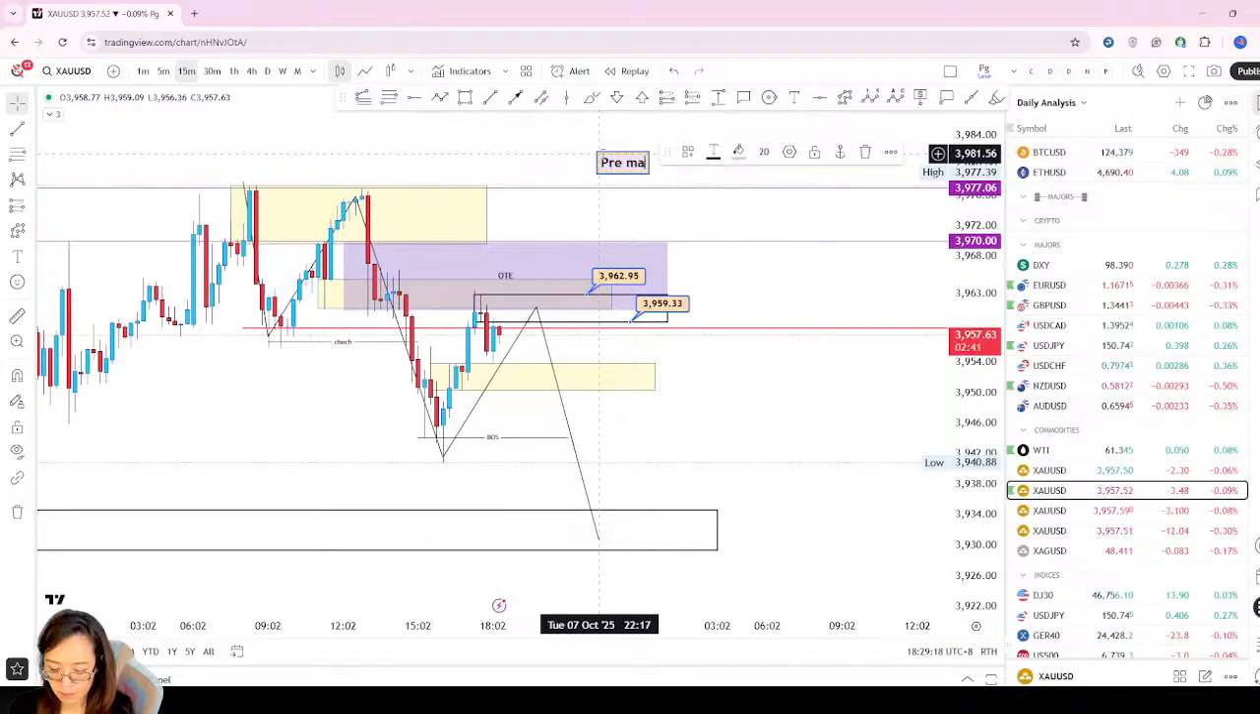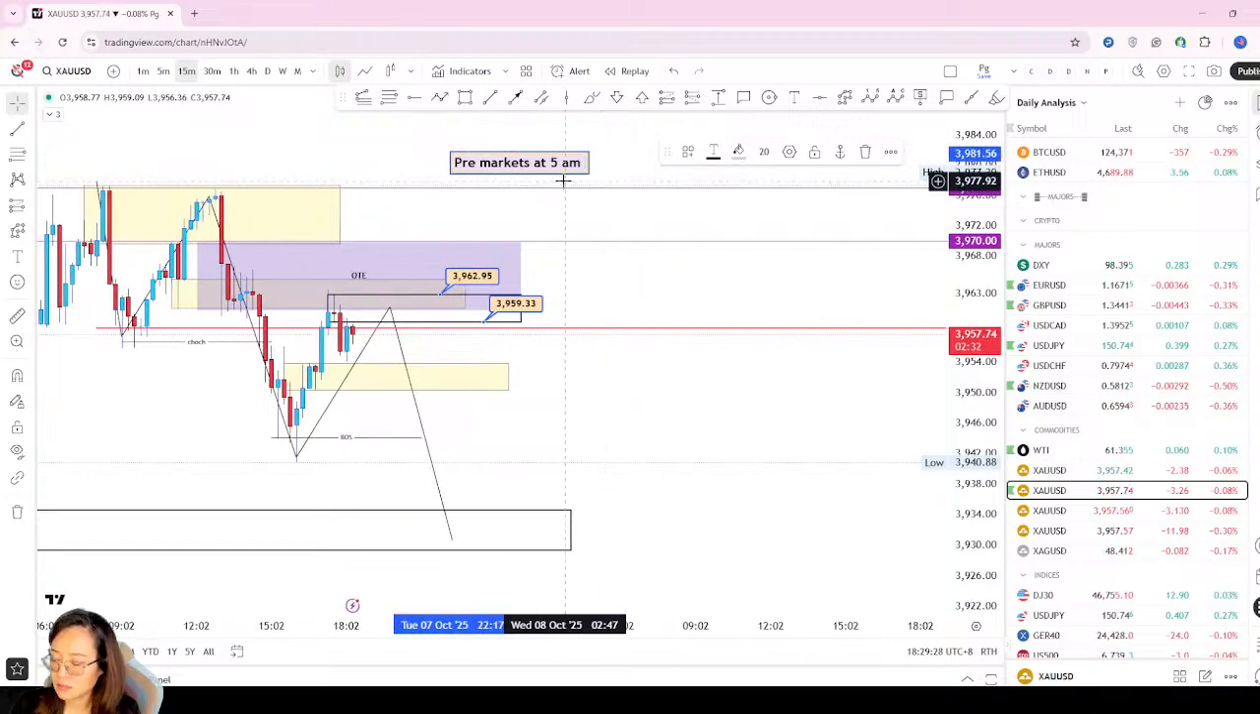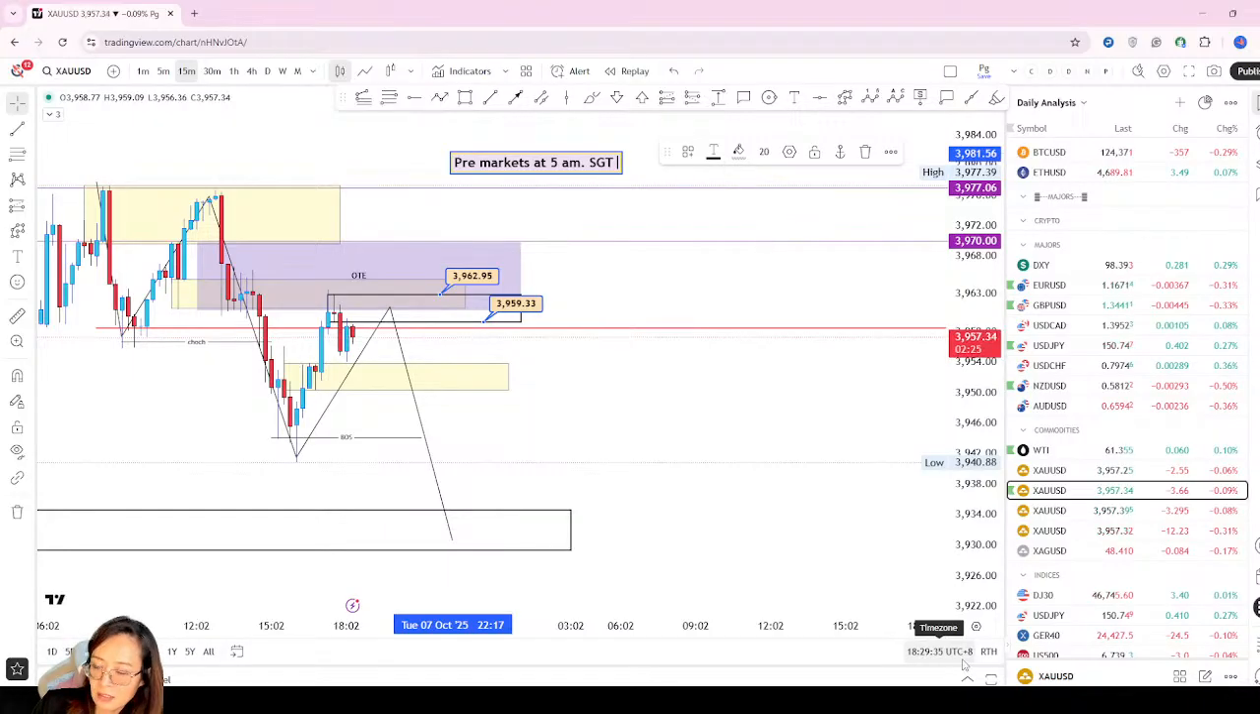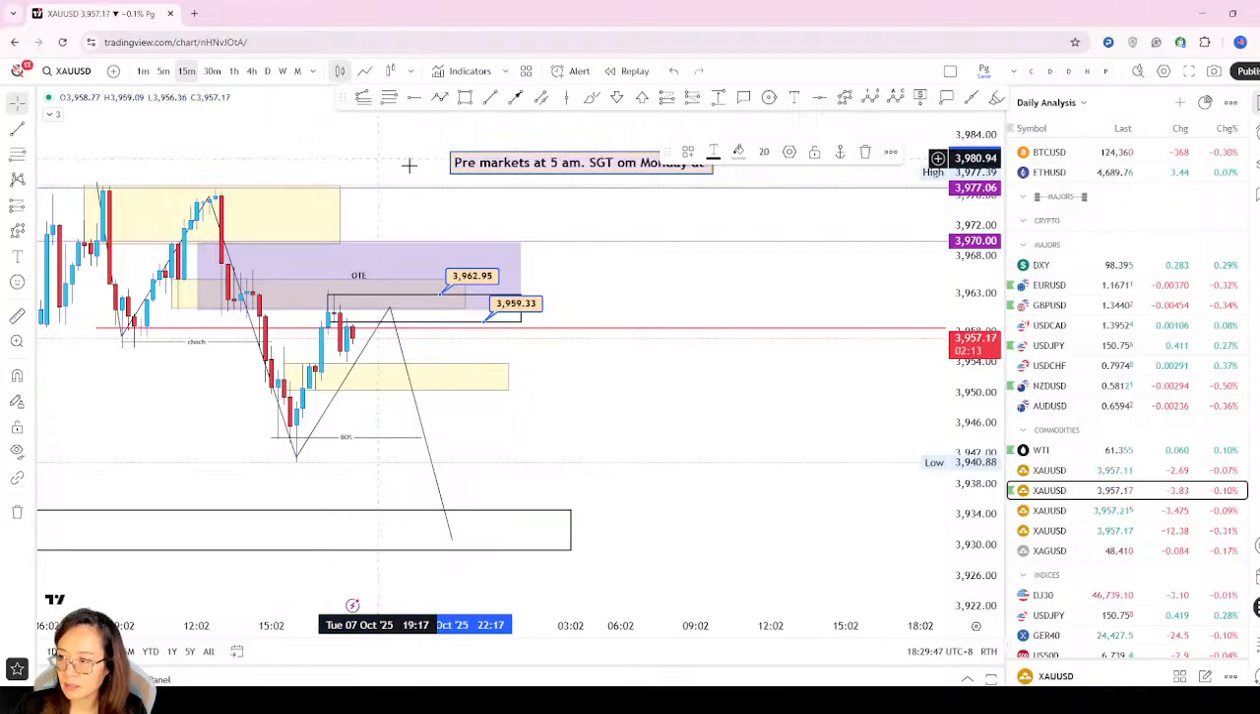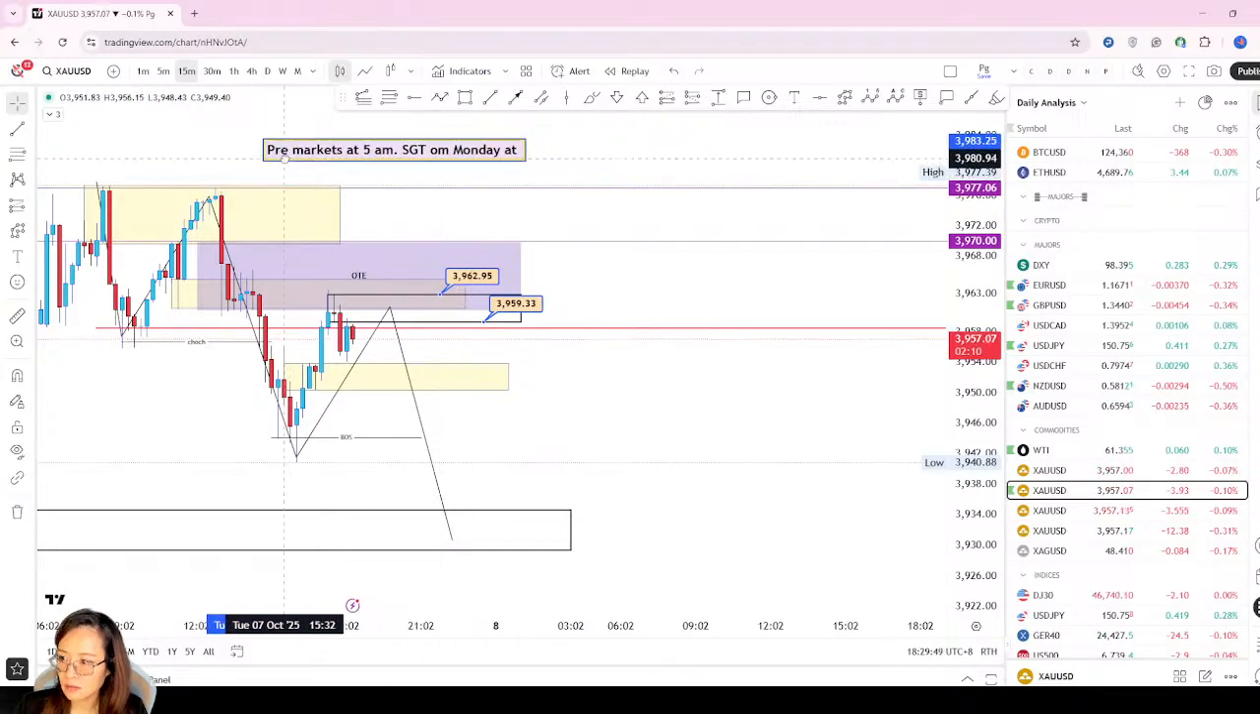Pre-market at 5 a.m. GMT plus 8, or 5 p.m. SDT time. So basically it's here UTC plus 8. I'm going to do pre-market at 5 p.m. GMT on Monday 13, is it? Monday 13.